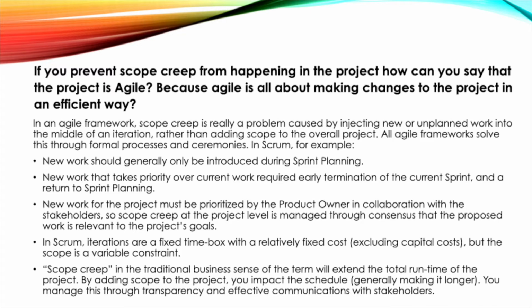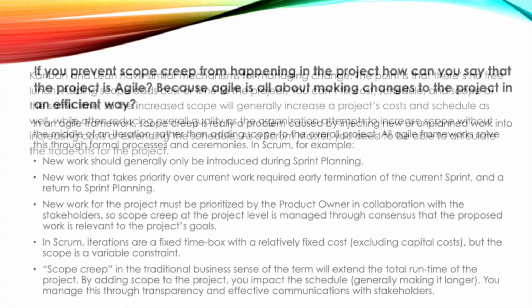In Scrum, iterations are a fixed time box with a relatively fixed cost, excluding capital costs, but scope is a variable constraint. Scope creep in the traditional business sense of the term will extend the total runtime of the project. By adding scope to the project, you impact the schedule, generally making it longer. You manage this through transparency and effective communications with stakeholders.